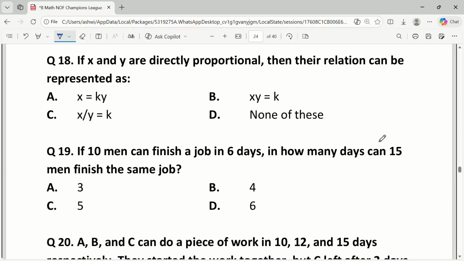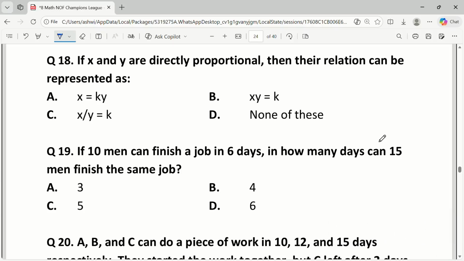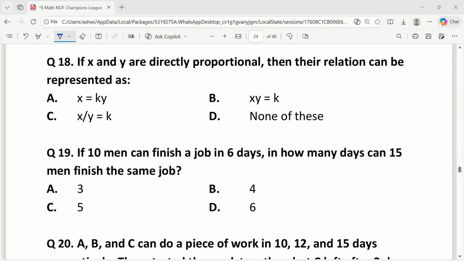Question 18. If x and y are directly proportional, then their relation can be represented as A, x is equal to ky. If x and y are directly proportional, it means that as x increases, y increases at a constant rate, or their ratio is constant.